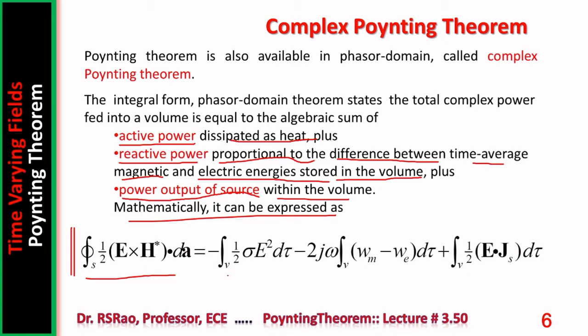Now, the first term on the right hand side is sigma E square. So it is Joule's law, power dissipated. The last term is E dot Js. Therefore, it is power generated, or created, or given out by the source. So this term in the middle must be energy stored. It must pertain to energy storage in the fields.